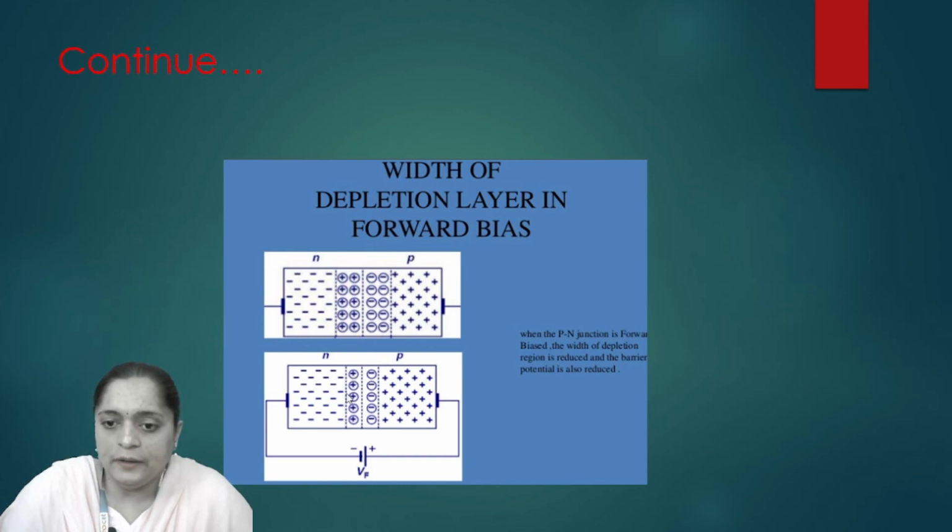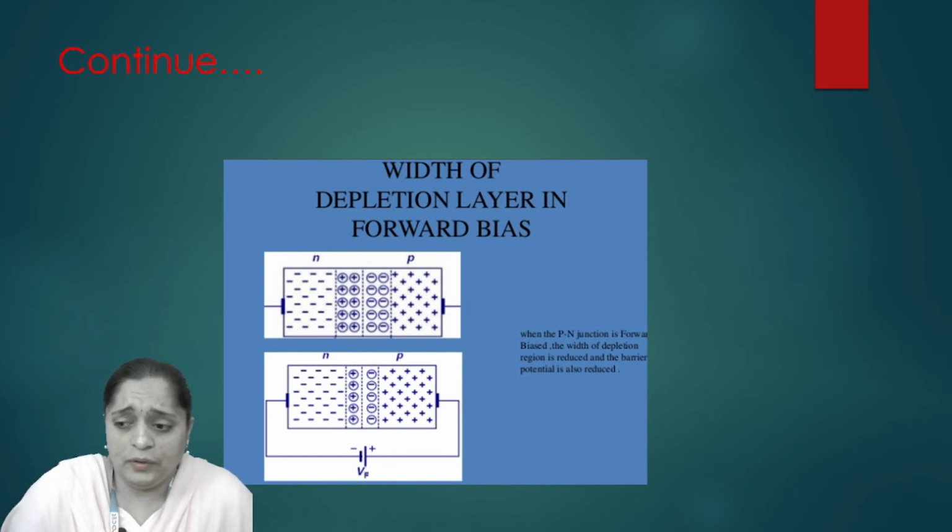Near the junction in the p region negative ions are there, and near the junction in the n-type region positive ions or holes are there. When the p-n junction is forward biased, the width of the depletion region is reduced and the barrier potential is also reduced. Positive and positive ions repel, and positive and negative ions attract each other. Here the positive side is connected to the p-type material, which has a large number of holes, and here negative ions are there, so positive and negative become neutral. In this way the width of the depletion region gets reduced.